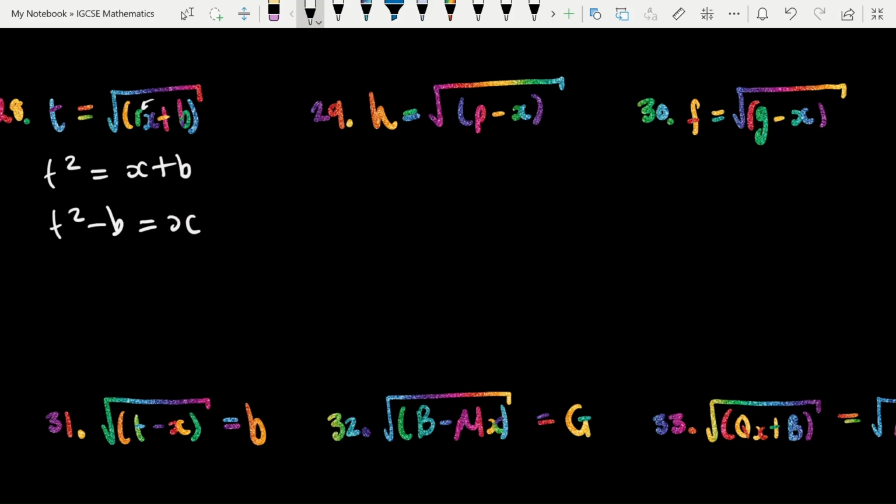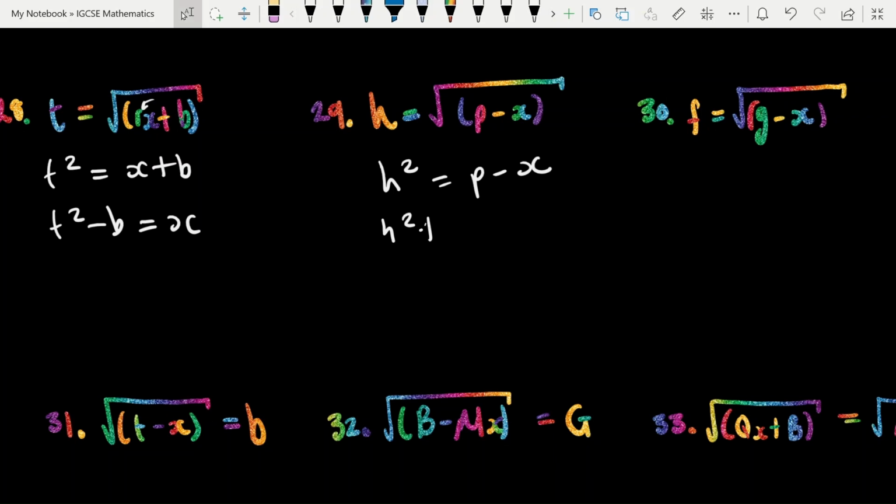H is equal to the root of whatever. We take the square root to the other side first. It becomes h squared is equal to p minus x. What am I making the subject? X. Okay, I look at it now and I see x is negative. Can I make the subject something that's negative? No. What is the thing I have to do? Take it to the other side to make it positive.